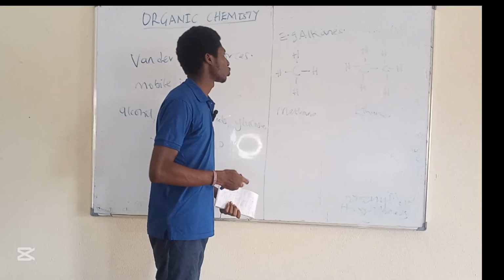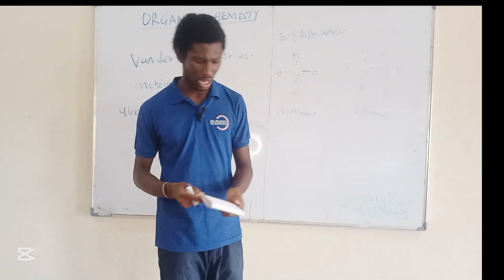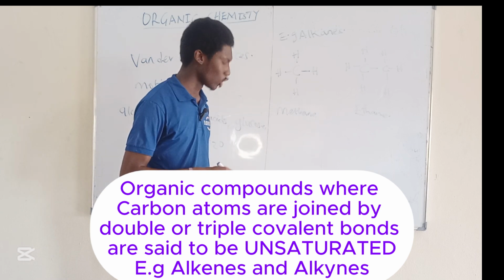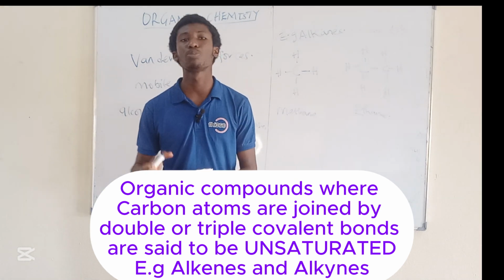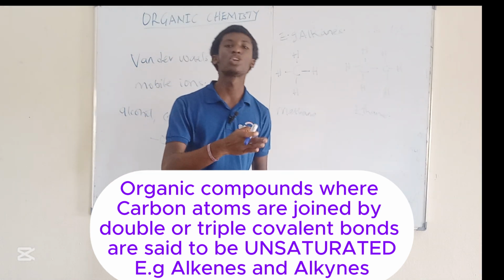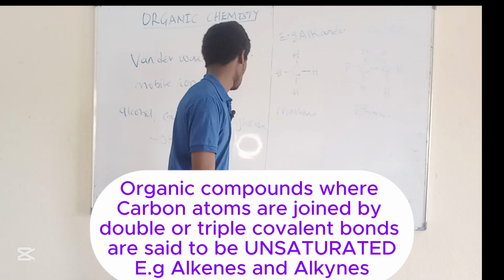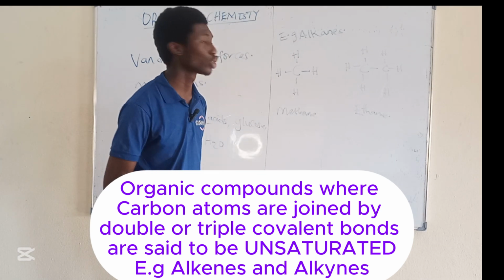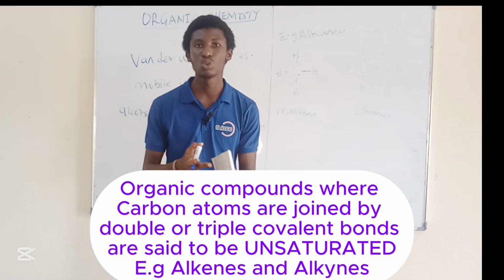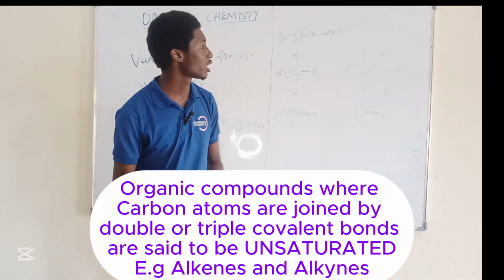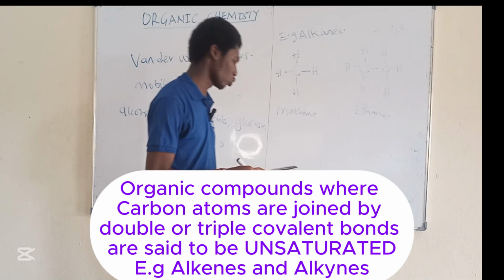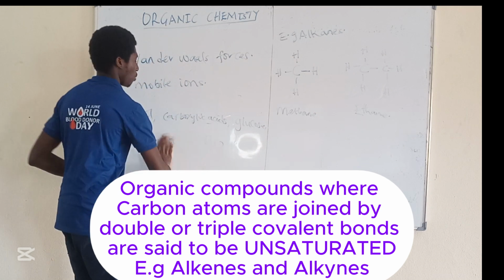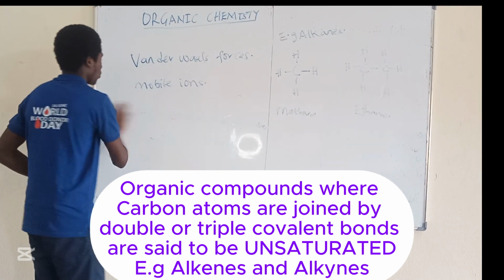Now, what do we call unsaturated organic compounds? Organic compounds that contain carbon atoms joined by double or triple covalent bonds are unsaturated organic compounds. I'll repeat myself again. Organic compounds that contain carbon atoms joined by double or triple covalent bonds are said to be what? Unsaturated organic compounds.